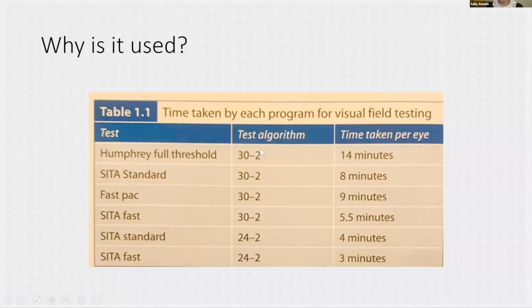This refers to the size of the visual field that gets tested, but we will go on to that very soon.